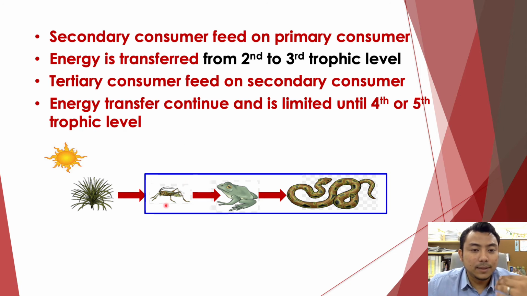So ini adalah tertiary consumer, yang ini dia akan feed on the secondary consumer. Ini adalah primary consumer. Energy transfer continue and it is limited until fourth or fifth trophic level only. So maknanya selepas daripada snake ni, biasa sudah tak berlaku lagi energy transfer tu. Sebab apa? Sebab energy yang being transfer tu dah tinggal sangat sedikit dah untuk dipas-pas. Macam tu. So dia tinggal sikit saja lagi.